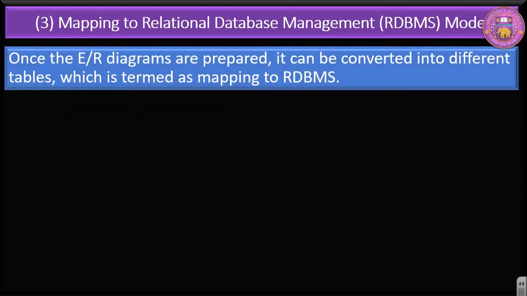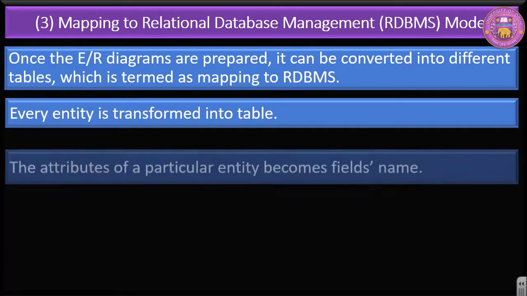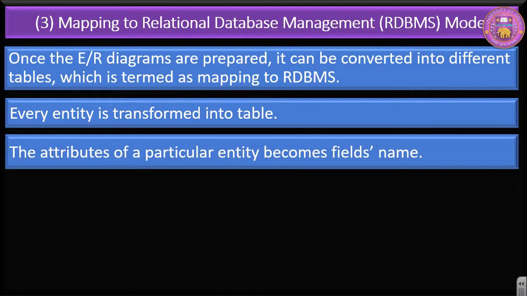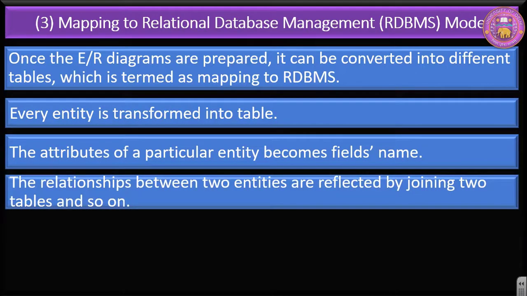The third one is mapping to RDBMS model. Once the ER diagrams are prepared, they can be converted into different tables, which is termed as mapping to RDBMS, Relational Database Management System. Every entity is transformed into a table. The attributes of a particular entity become field names. The relationship between two entities is reflected by joining two tables and so on.